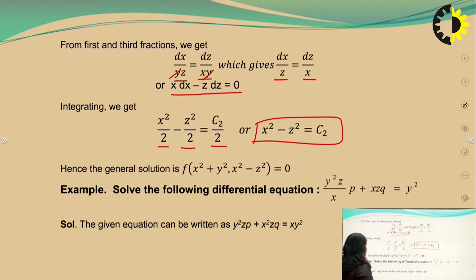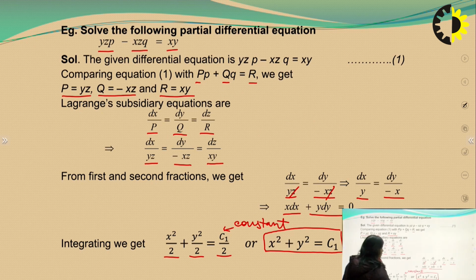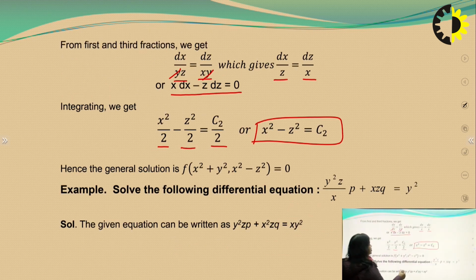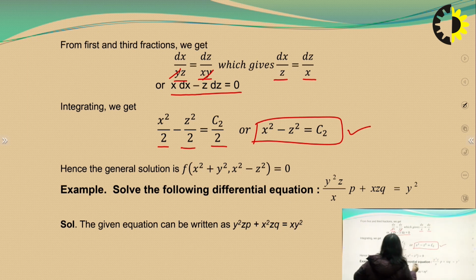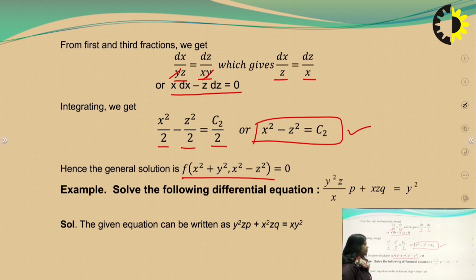So the first solution, which was x square plus y square, and the second solution, which is x square minus z square, when written in the form of a function equal to 0, give the general solution. So this is the solution of our given differential equation.